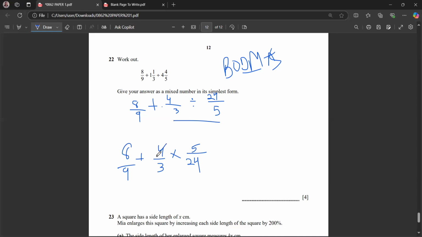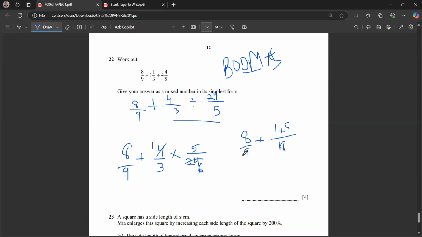Now, I'm doing something called cross cancellation. That is, I'm checking if these opposite numbers are able to divide each other. So 4 is able to divide 24. 4 divides 24 6 times, isn't it? 4 goes 6 times into 24, and 1 time into 4. So I've divided the opposite numbers by the same 4. So 8 over 9 plus 1 times 5 over 3 times 6, which is 18. So 8 over 9 plus 5 over 18.